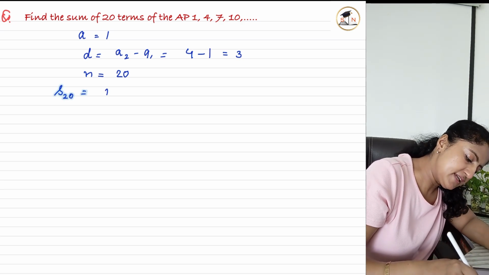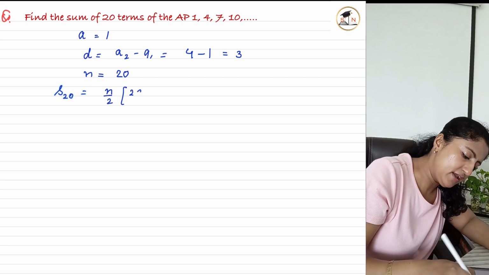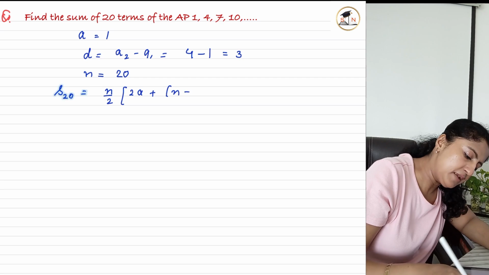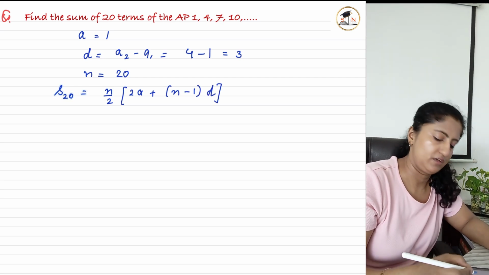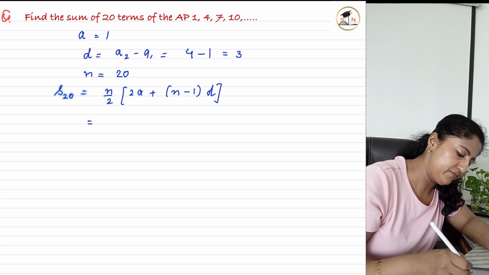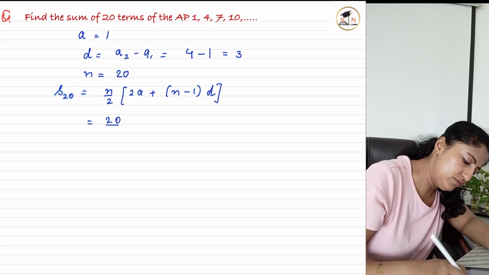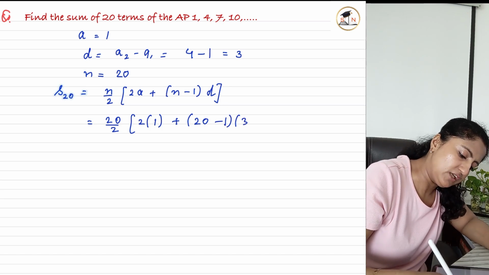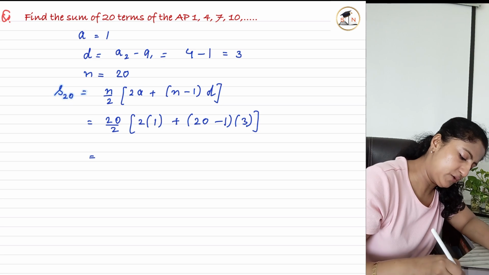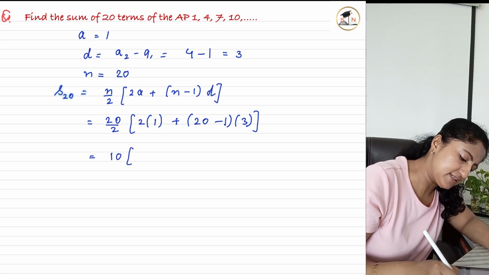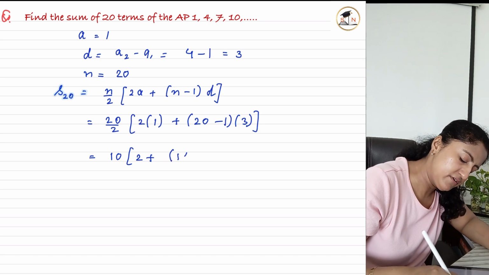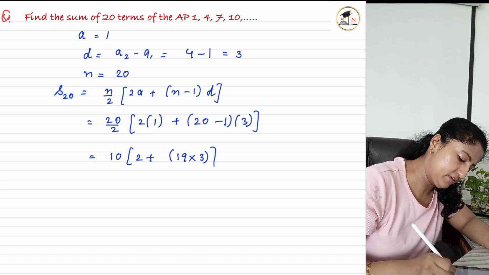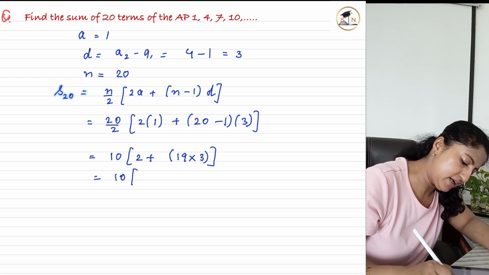The formula says n by 2 times 2a plus (n minus 1) times d. We will substitute all the values over here. n is 20 over 2, times 2 times 1 plus (20 minus 1) times 3. Now we just need to calculate. 20 divided by 2 becomes 10. This is 2 plus we have 19 times 3 over here. That is 10 times (2 plus 57).